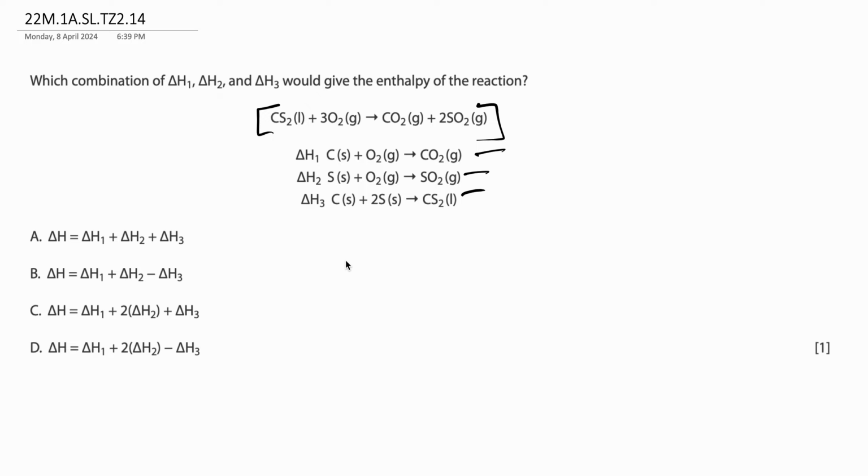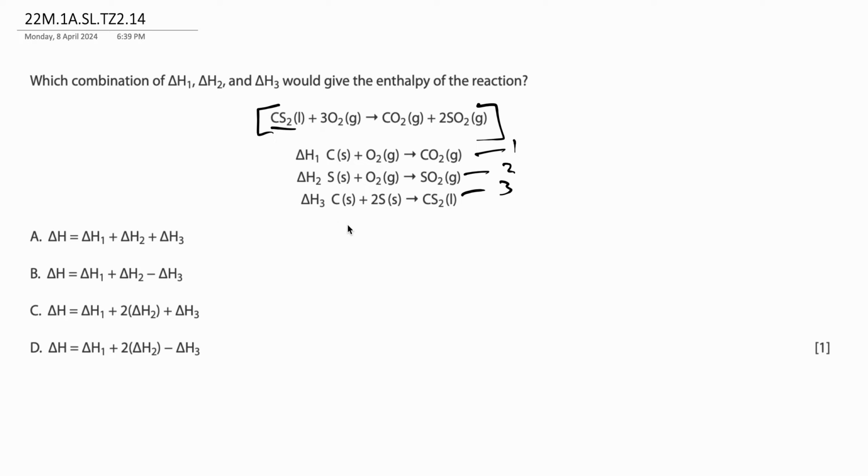Well, we need firstly CS2 at the reactant side. Where is CS2 among these three equations? 1, 2, 3. It's in the third equation, but CS2 is actually on the product side. So we need to switch it to the reactant side. So what do we need to do? Let's rewrite this equation with CS2 now on the reactant side.